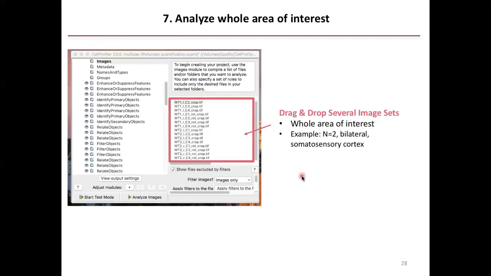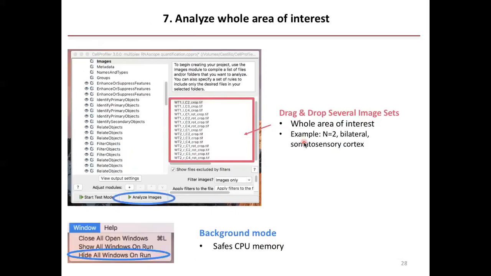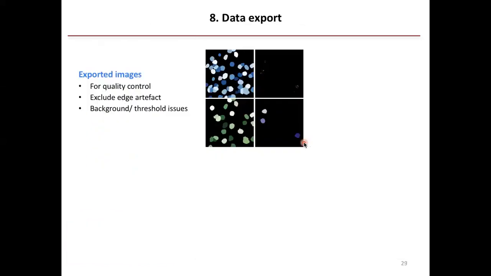When all your models are adjusted, you would then load and run your whole image set. Again, as an example here, the bilateral cortical analysis in 2 animals. Make sure that you're now on a background mode, hide all windows on run, and then click Analyze Images. Depending on how your pipeline is set up, you will export images and files. As indicated earlier, I used the exported images as a quality control to exclude background issues and edge artifacts.